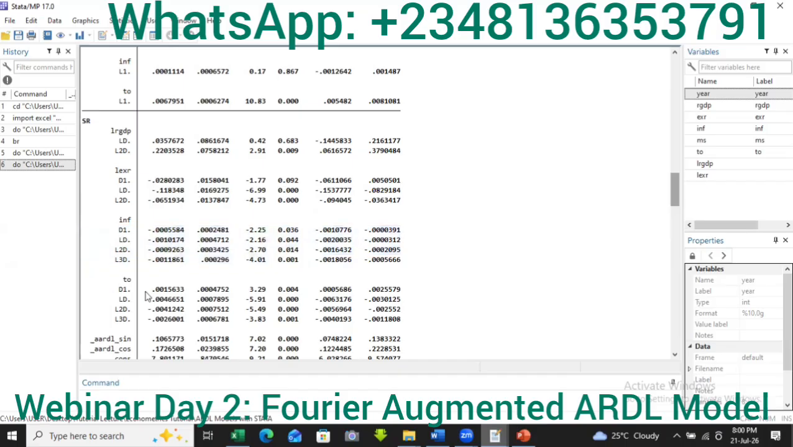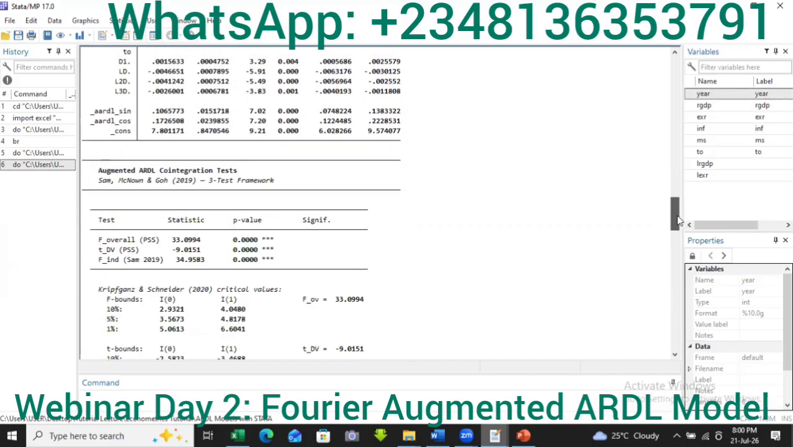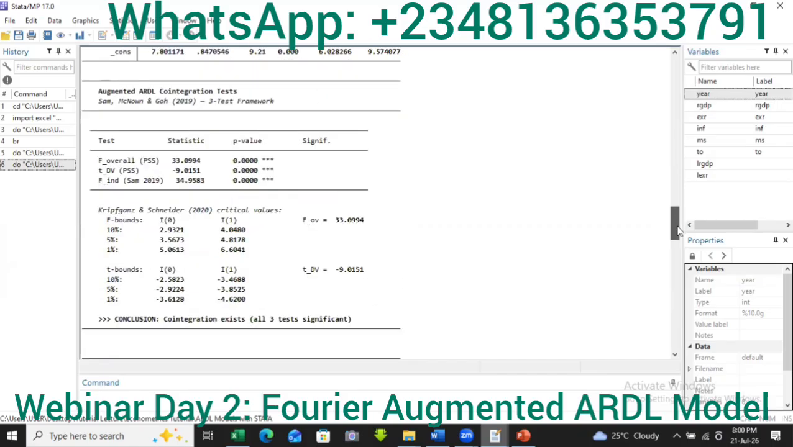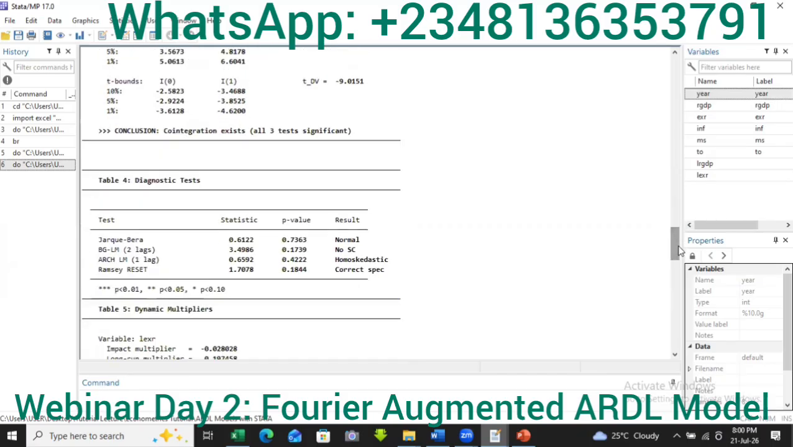And moving to trade openness, trade openness initially has a positive impact in the short run, but later, still in the short run, it turns negative. Although in the long run it has a positive impact, you can see. Okay, so we are able to interpret the coefficients. Now we move to the diagnostic test.